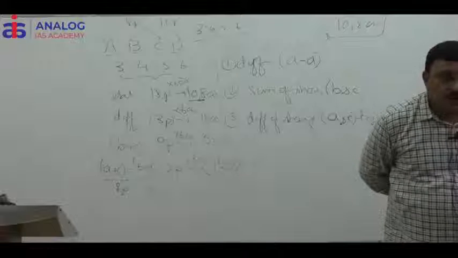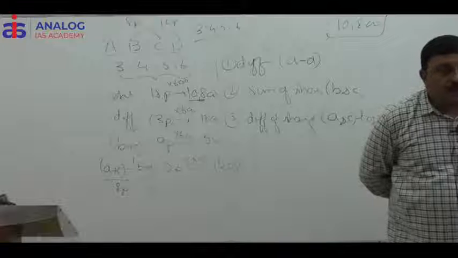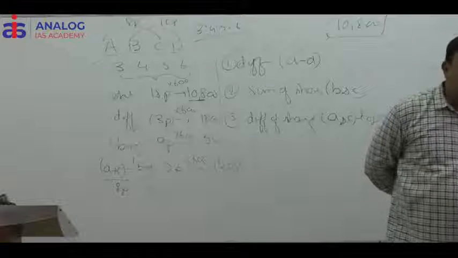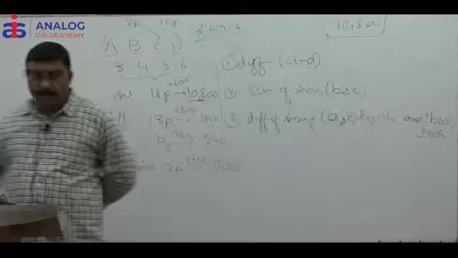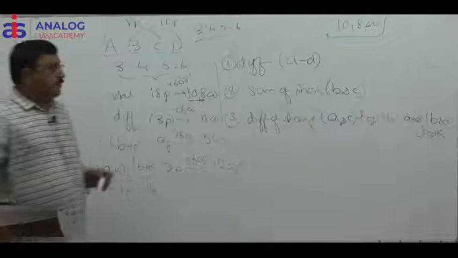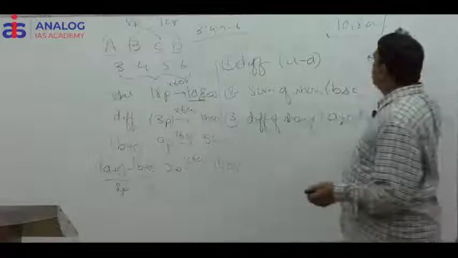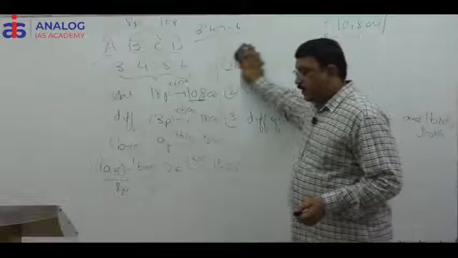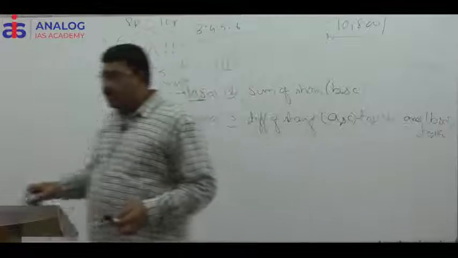Take one question on income, expenditure and savings. What is the relation between them? Income is equal to expenditure plus savings.